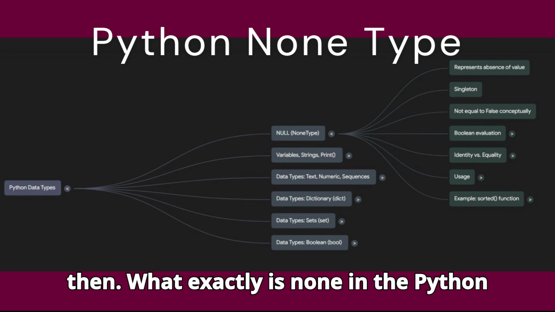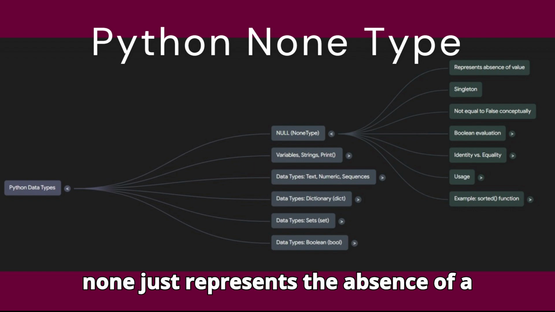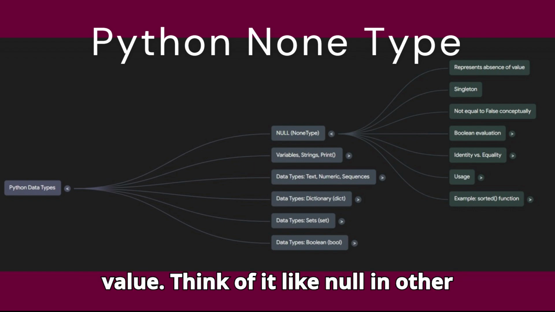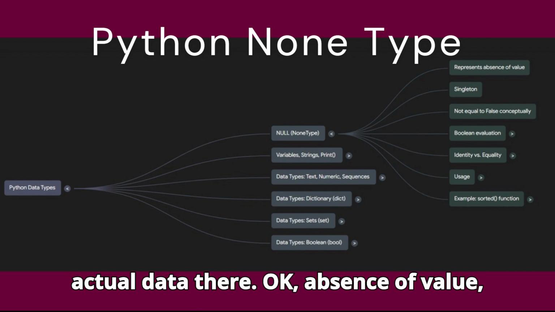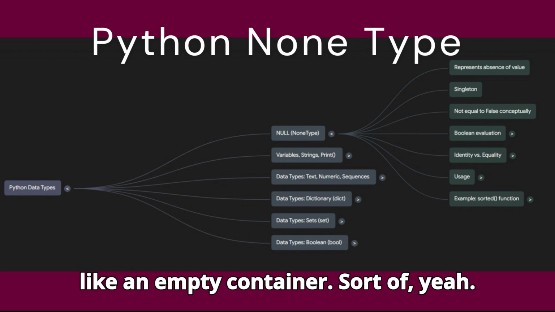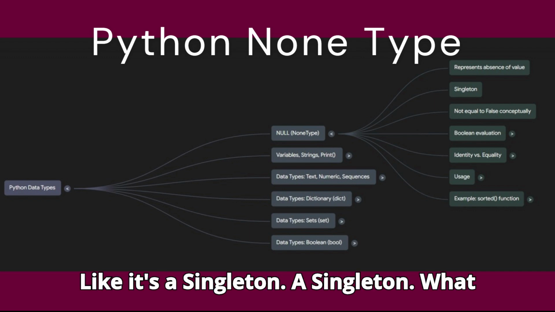What exactly is None in the Python world? So at its heart, None just represents the absence of a value. Think of it like null in other languages, maybe. Right. It means there's no actual data there. Okay, absence of value, like an empty container? Sort of, yeah. But Python's None has its own quirks, like it's a singleton.